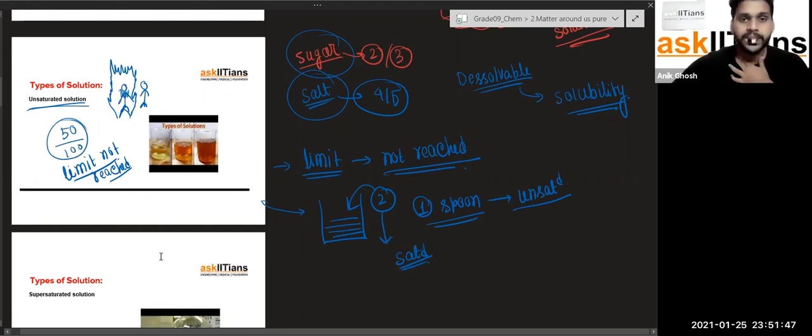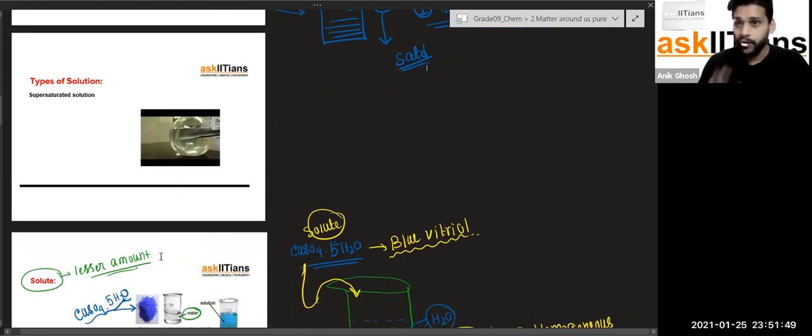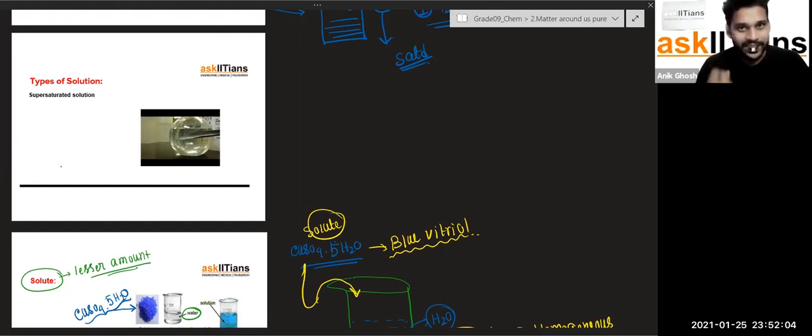Fine, got my point. Now coming to supersaturated solution. So I think you got it already. What is the supersaturated solution? So this is the thing when you are going to the party and there are so many things that you like and you cannot leave it there, and you try to eat more than you can take. That is a supersaturated solution.